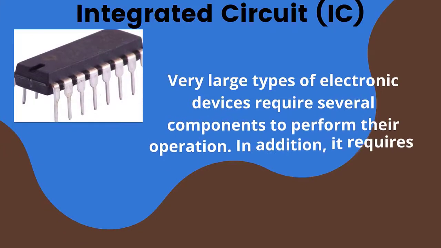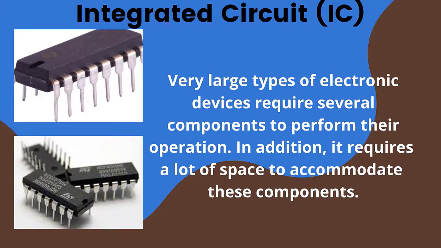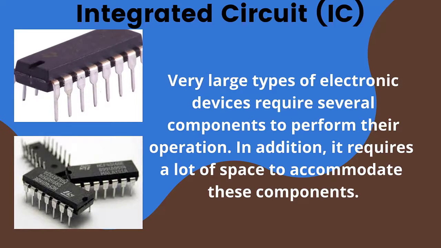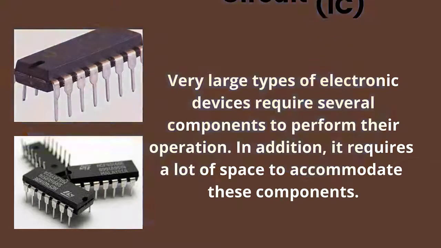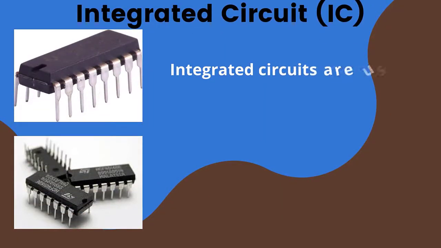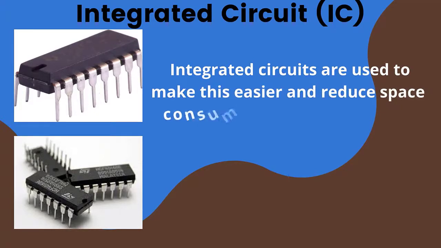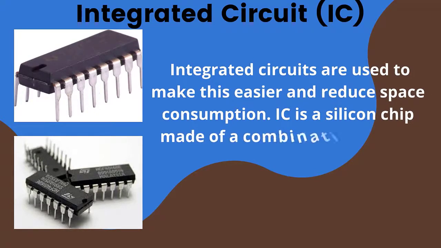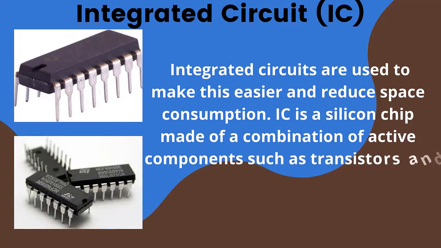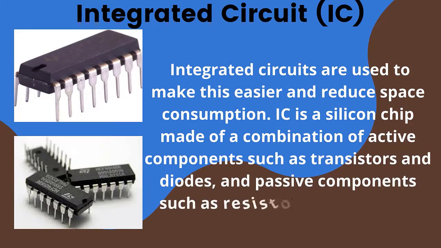Very large types of electronic devices require several components to perform their operation. In addition, it requires a lot of space to accommodate these components. Integrated circuits are used to make this easier and reduce space consumption. IC is a silicon chip made of a combination of active components such as transistors and diodes, and passive components such as resistors and capacitors.